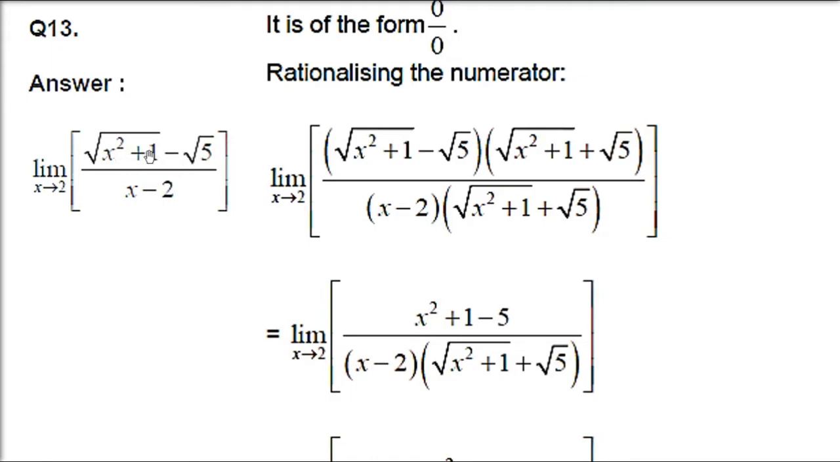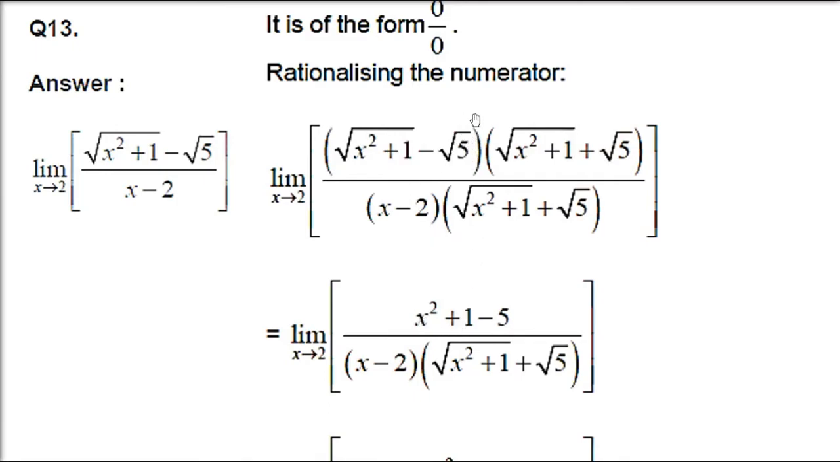So what we do, we try to rationalize it, or try to remove this root, and make this expression such that we can put x as 2. Whatever minus is, you multiply the same term with positive sign. So make minus as positive. So a minus b, a plus b, just multiply here, under root x square plus 1.